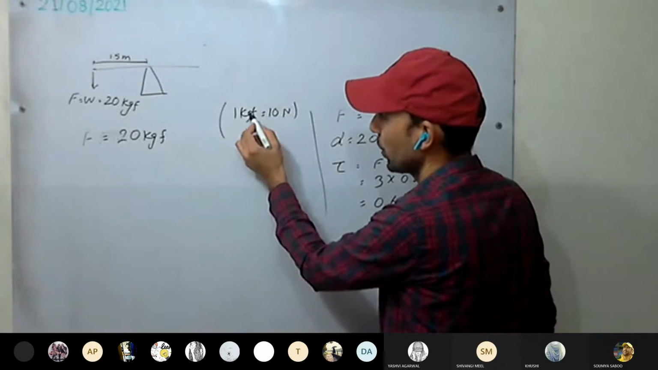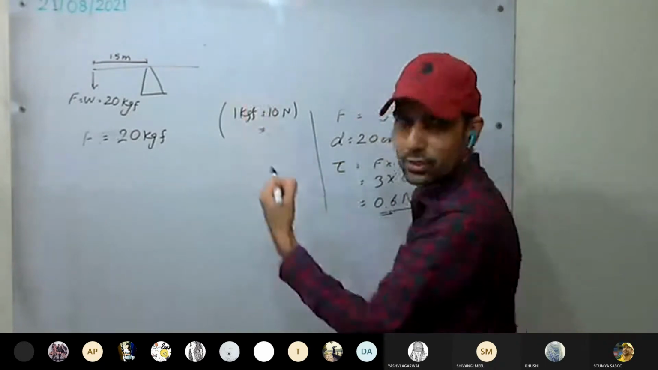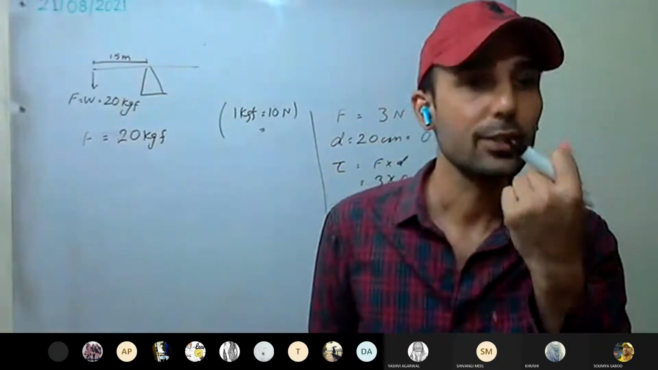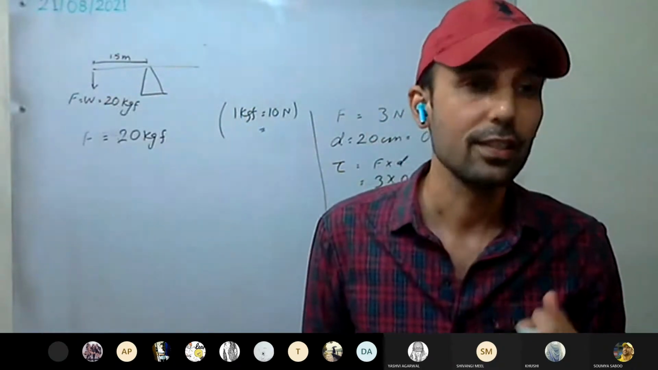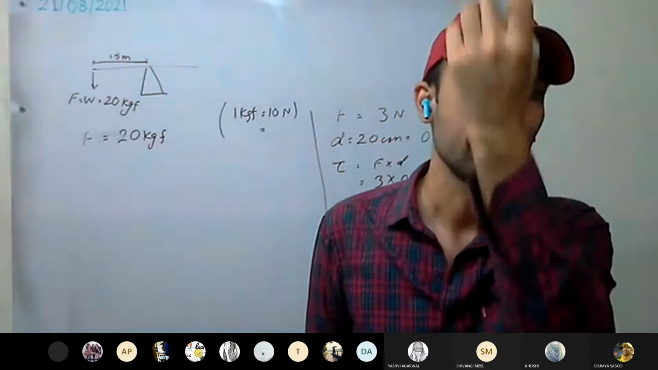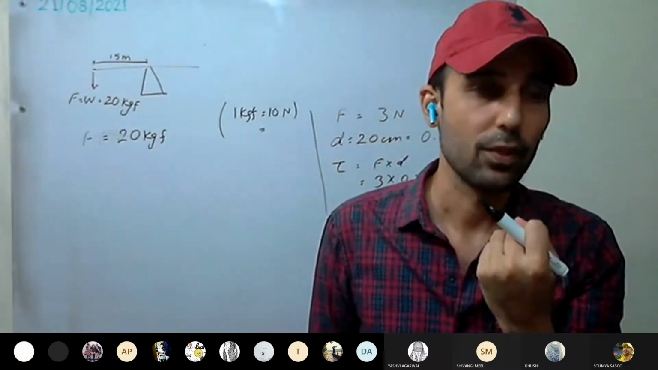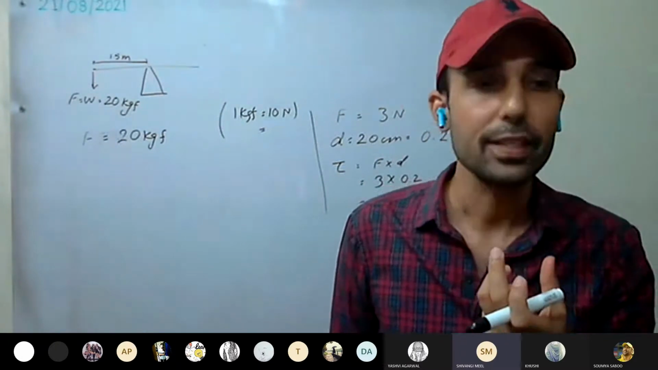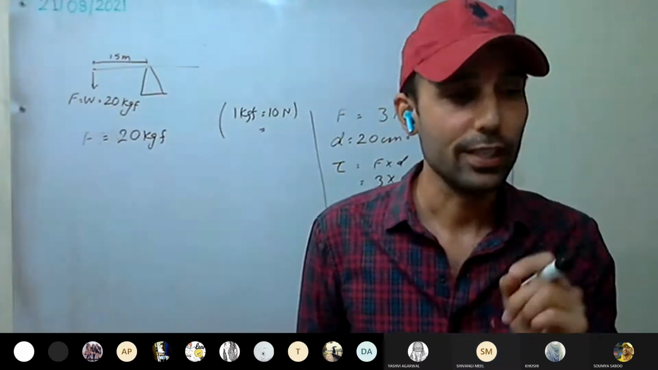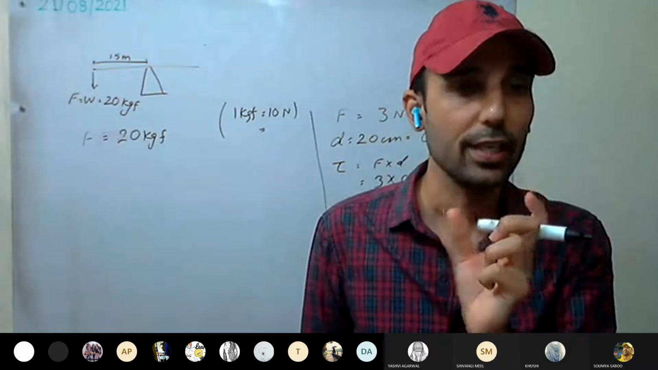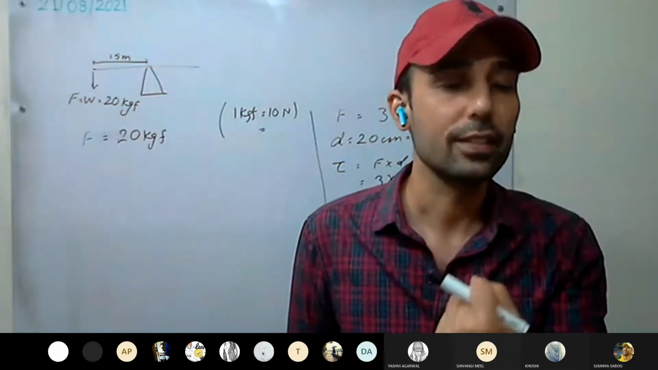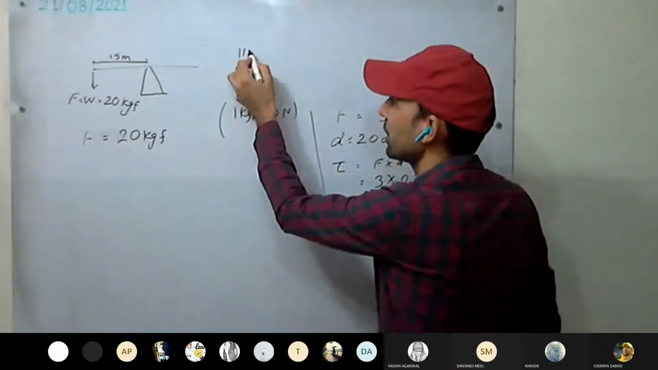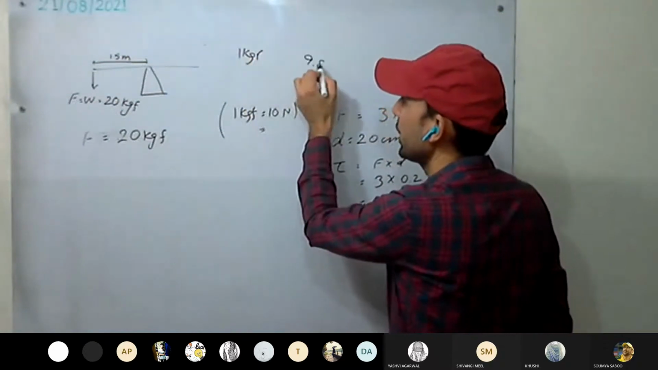Kgf means kilogram force: 1 kgf means the force with which a body is attracted by the earth. That is the force by which the earth attracts the body. See here what is happening: we have a 1 kg body. The force applied by gravity will be 1 kgf, or we say 9.8 Newton.